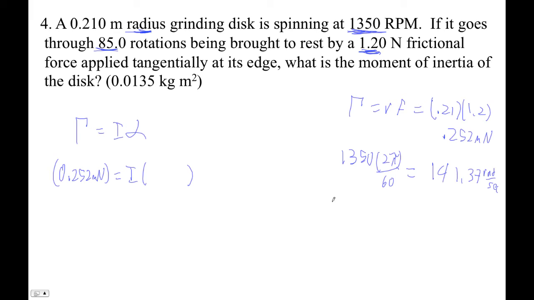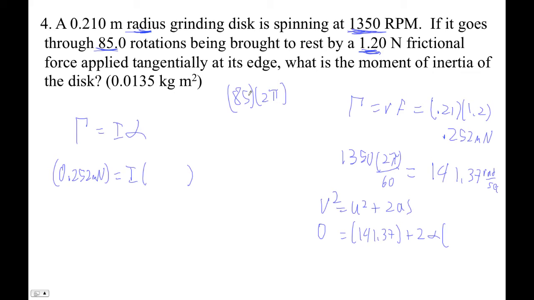And then I think the formula is v squared is u squared plus 2as. Right, so the final velocity is 0. The initial velocity is 141.37, plus 2 times alpha times, and then we've got to do another unit conversion here. 85 rotations, how many radians is that? 85 times 2 pi. That's rotations multiplied by 2 pi because every rotation is 2 pi radians, right?